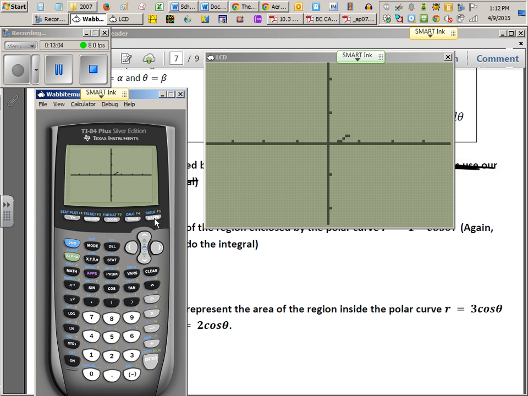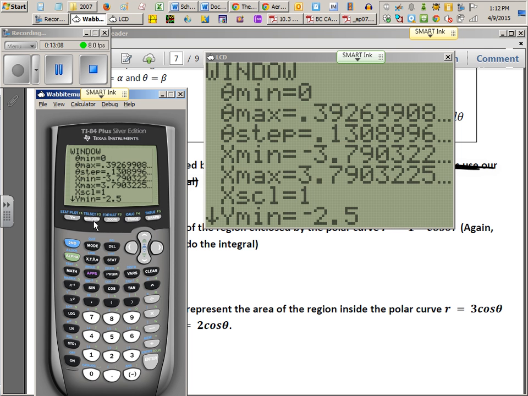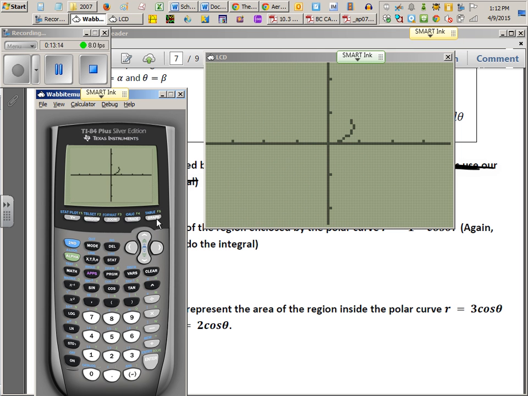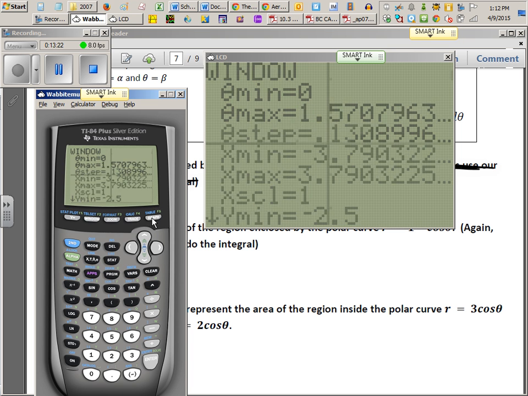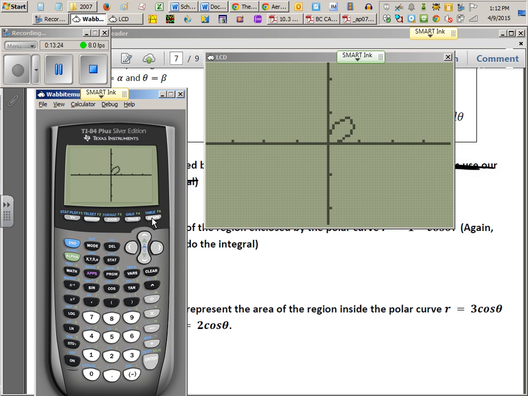I did not get a quarter of the rose from using pi over 8. How about pi over 4? Nope. How about pi over 2? Yes. Okay, so I'm convinced.